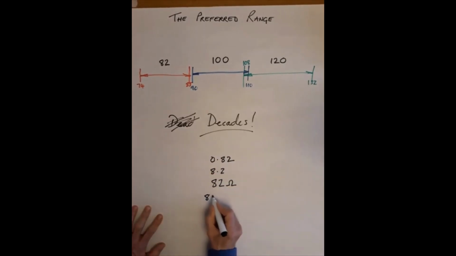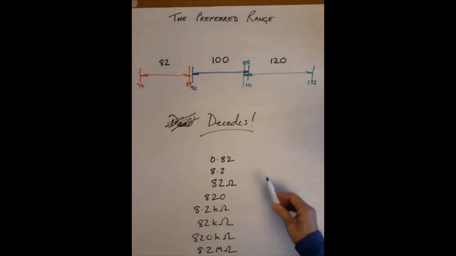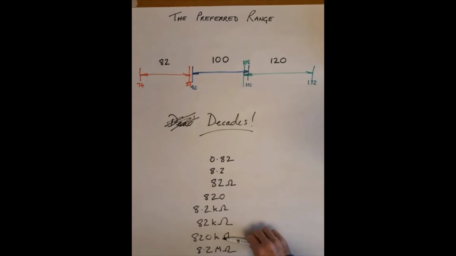I could get 820, 8.2 kiloohms, 82 kiloohms, 820 kiloohms, 8.2 megohms. You get the idea. So they're available just in multiples of 10. These are just called decades. I'll stop there. That should be enough on resistors for you.